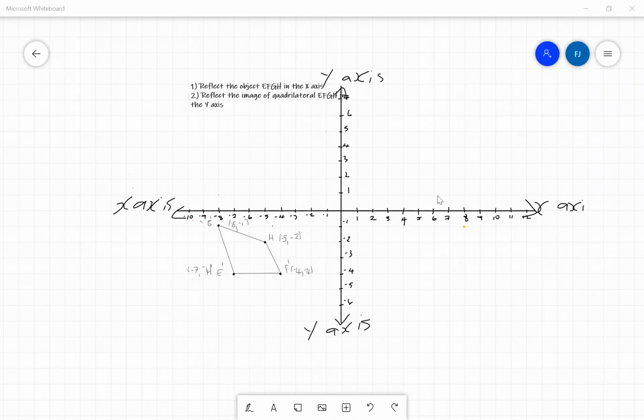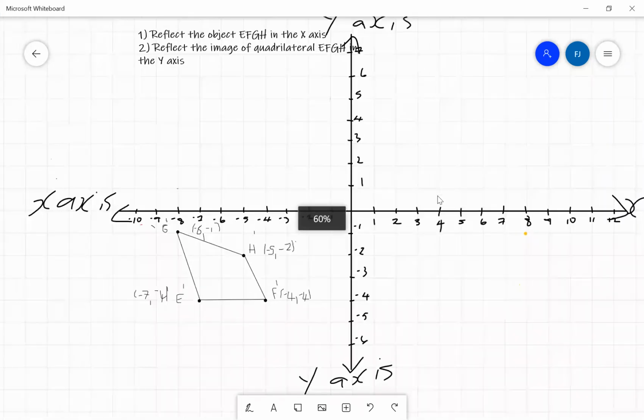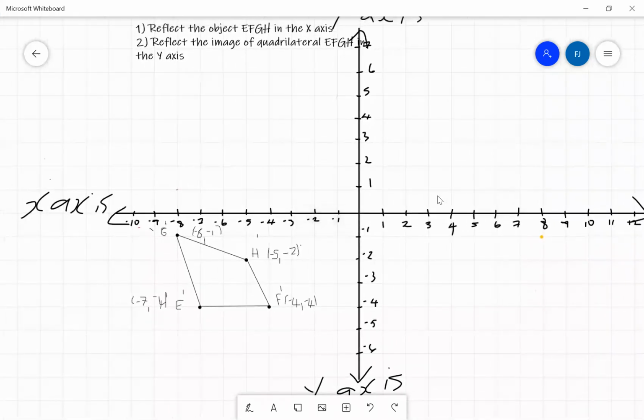Hello everyone. As we continue to look at reflection in transformation geometry, I'd like us to look at another example of reflecting in the x-axis. Now, we have here quadrilateral GHFE. We have already gone ahead and obtained the coordinates of each point.